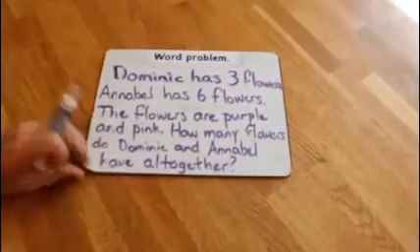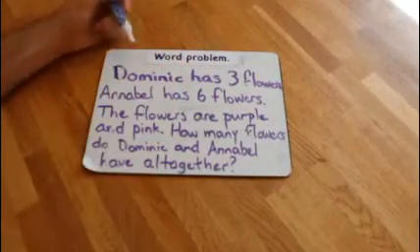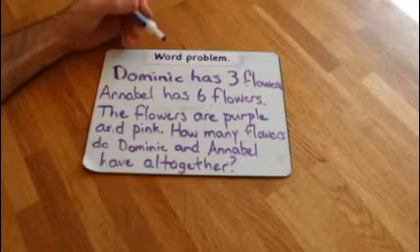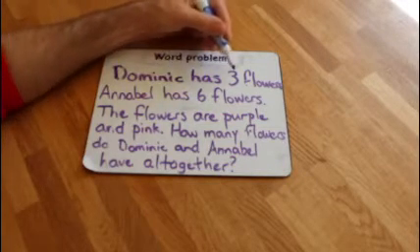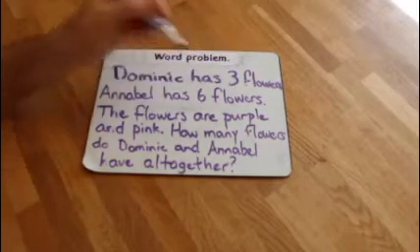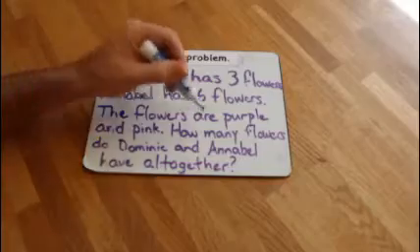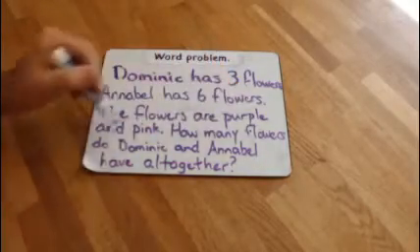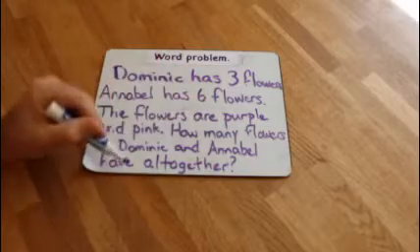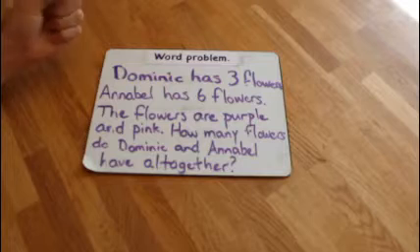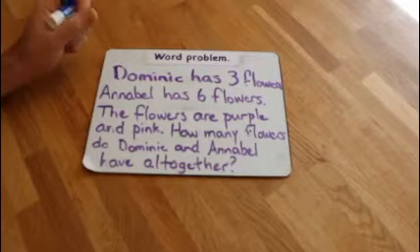Let's do our word problem now. Here we go. Word problem. I'm going to read it, then we're going to go over it again to get the important information. Dominic has 3 flowers. Annabelle has 6 flowers. The flowers are purple and pink. How many flowers do Dominic and Annabelle have all together? Quick mental math. Okay, but let's go back and check it again.